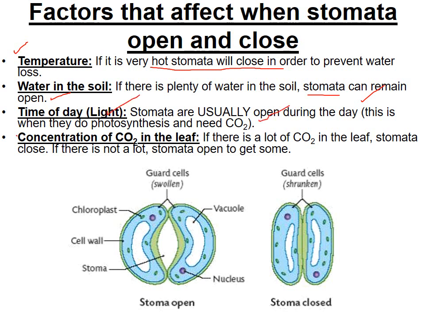And then concentration of CO2 in the leaf. If there's a lot of CO2, what's the point in staying open? The stomata can close because they already have some. If there's not a lot of CO2, then the stomata can open up to get more CO2. So these are different factors that can affect whether stomata are open or closed.